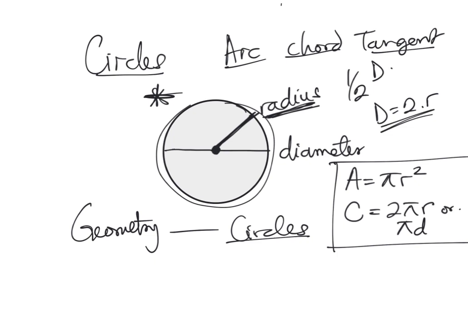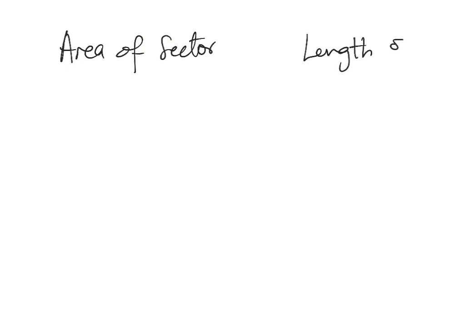But right now, I just want to focus on a few more key characteristics. The diameter is the longest chord, and it divides the circle into two semicircles, right? That's what the diameter does. The area of the sector and the length of arc are two things I really want to focus on right now, and then we'll go from there.